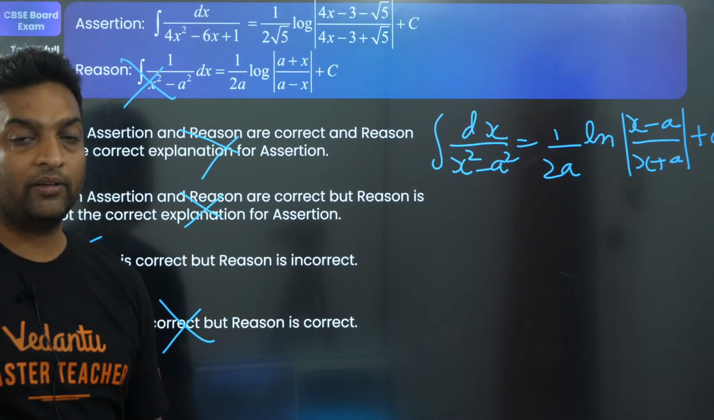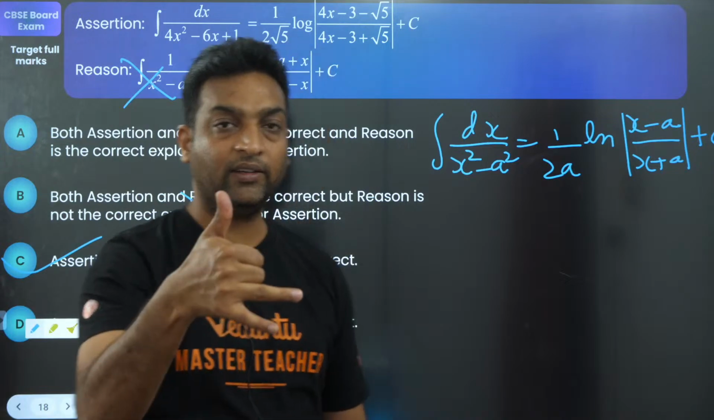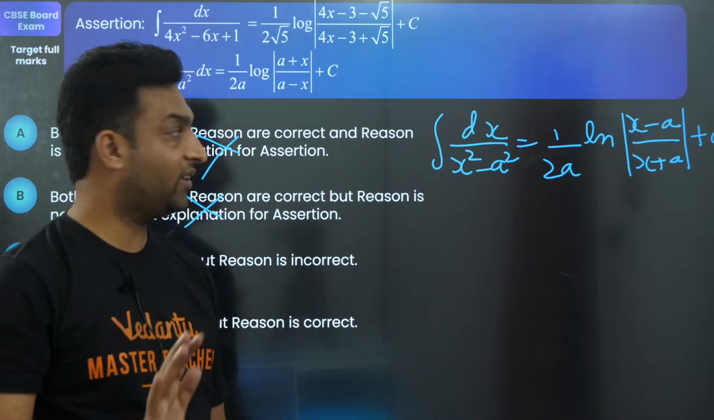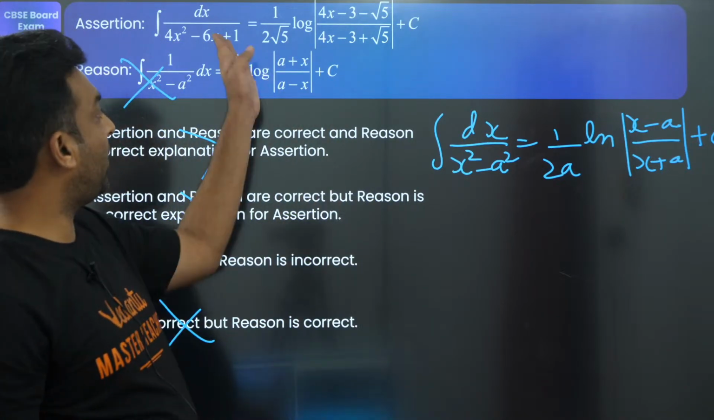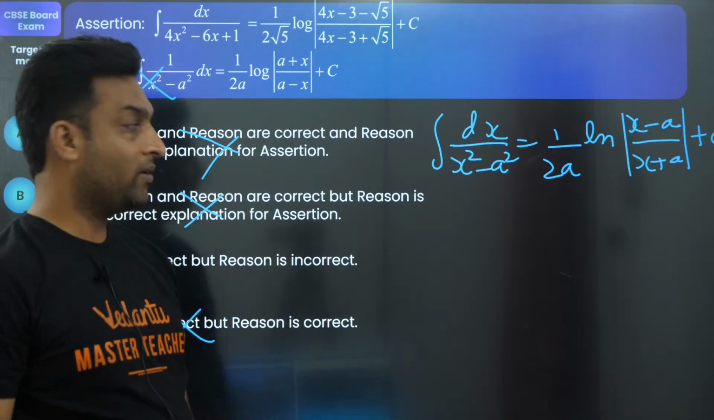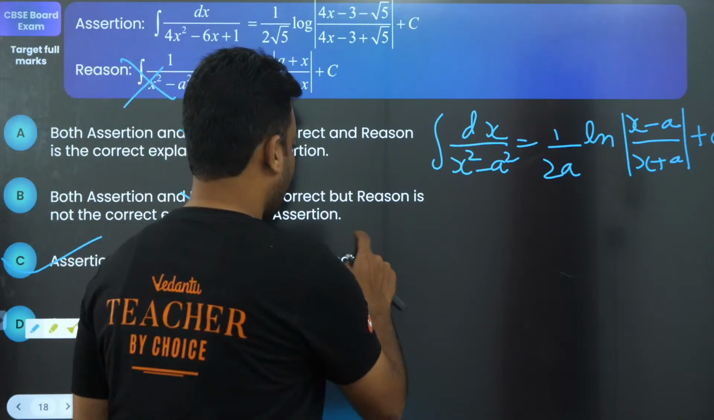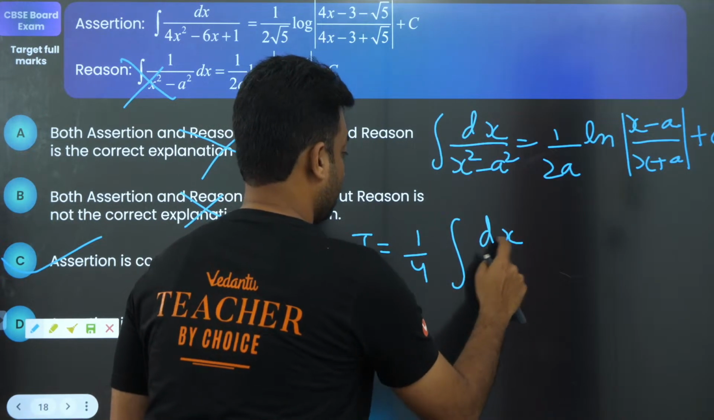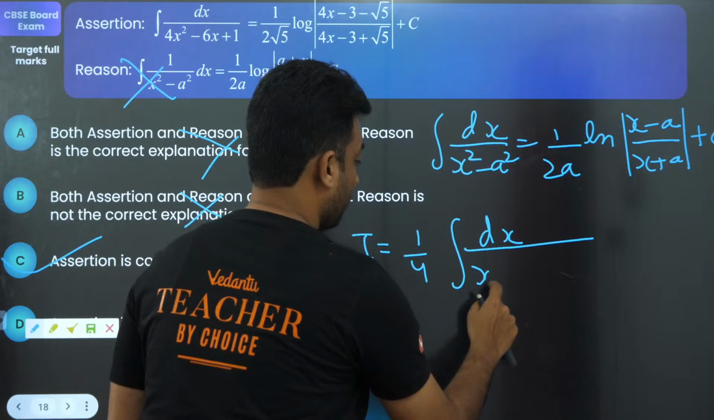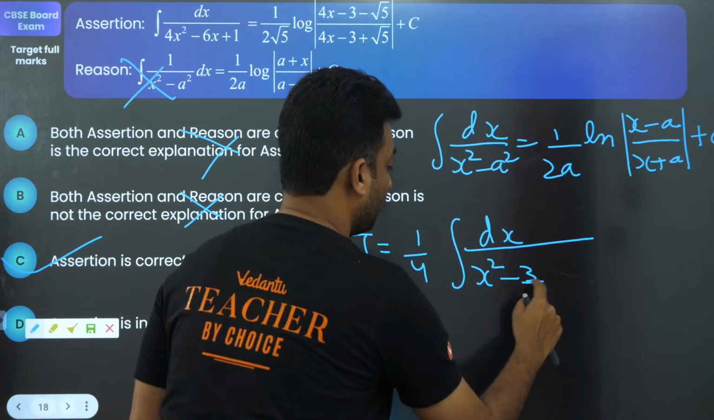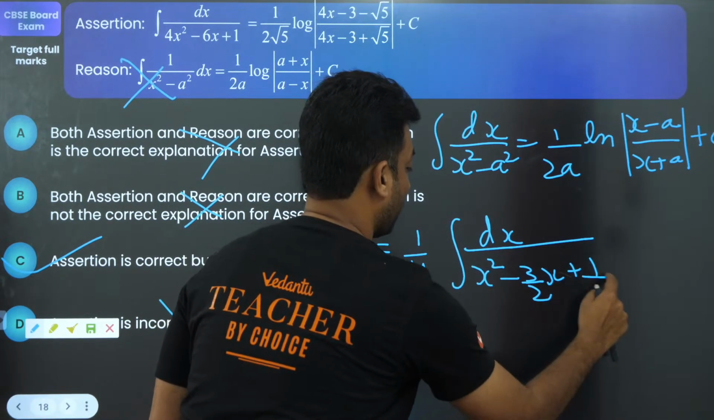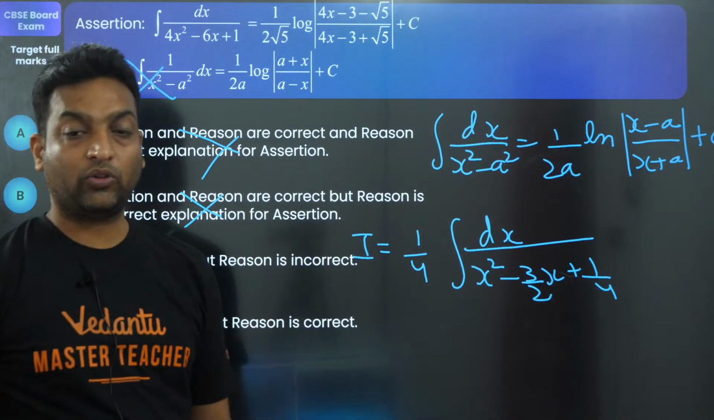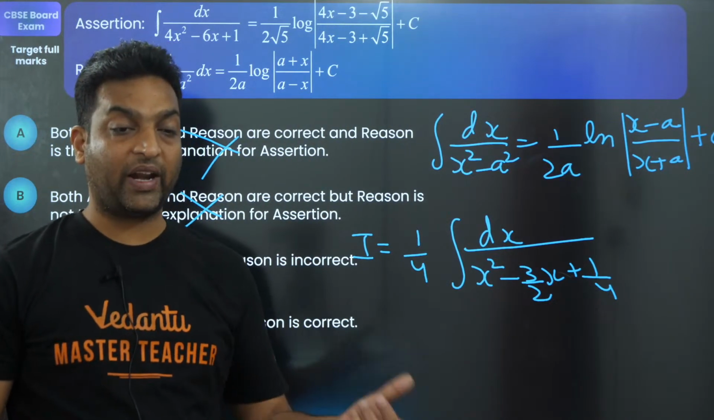The answer we got. Yes sir, the answer is done. Now how to solve this? By completing the whole square. You know how to complete the whole square. Take 4 common: x square minus 6 by 4, which is 3 by 2, into x plus 1 by 4. Now 3 by 4 whole square you add and subtract.